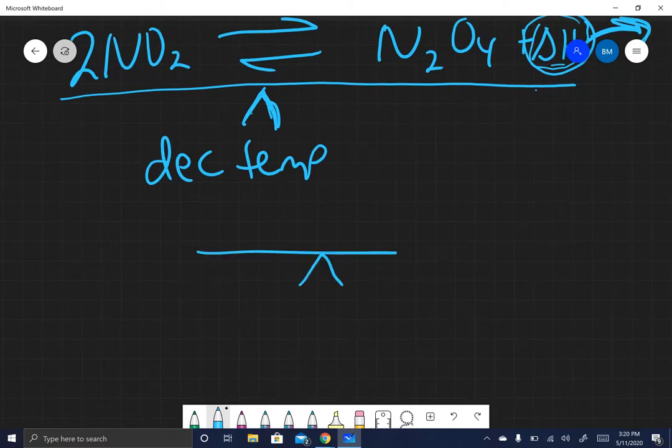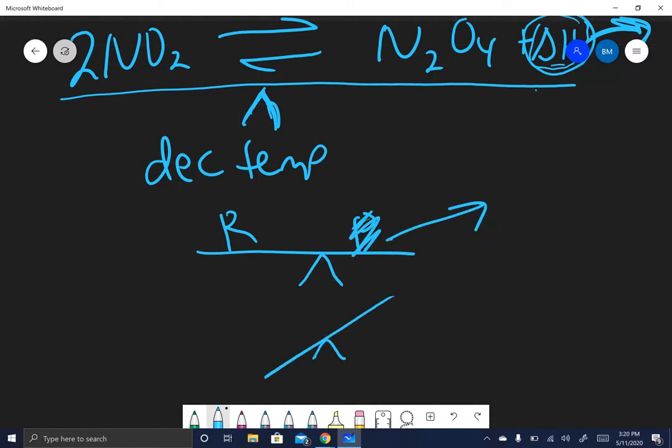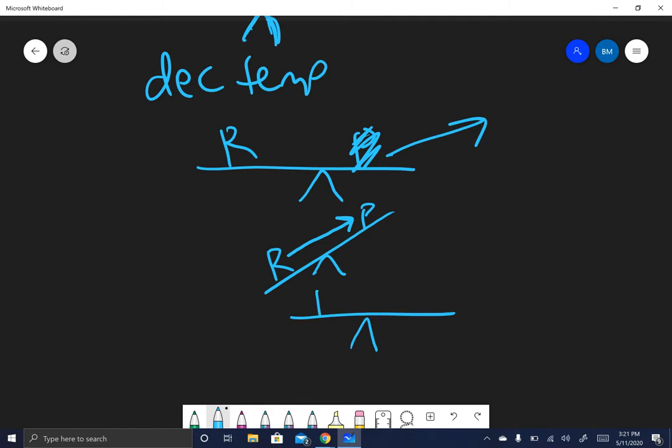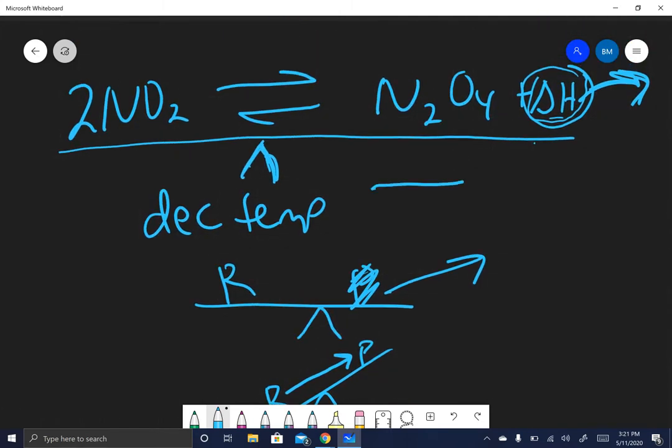So if we're here, reactants and products, and I take some of this off, what's going to happen is that side is going to go up in the air because it's lighter, right? Quote unquote lighter. So how does this reaction shift to go back to being balanced? Some of the reactants must transfer to the products. So when some of the reactants transfer to the products, we go back to being balanced at equilibrium. So that means we're shifting to the right. Shifts right.